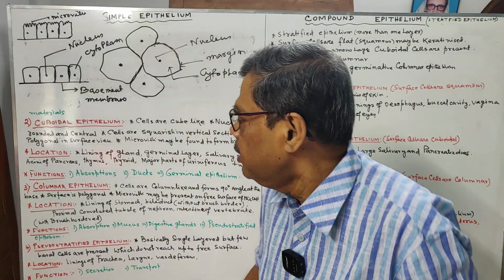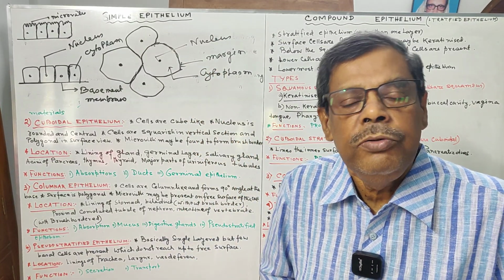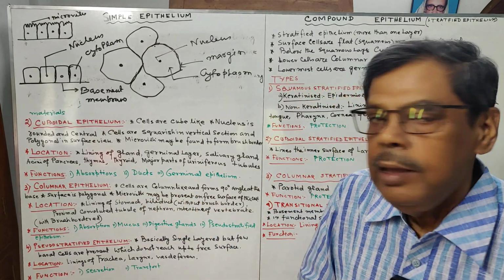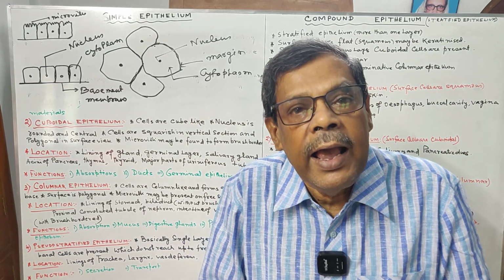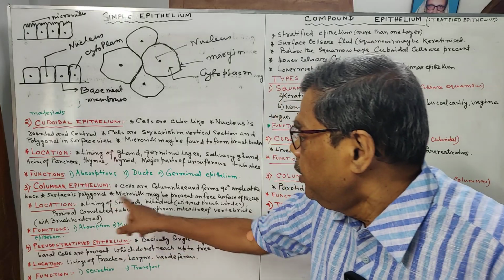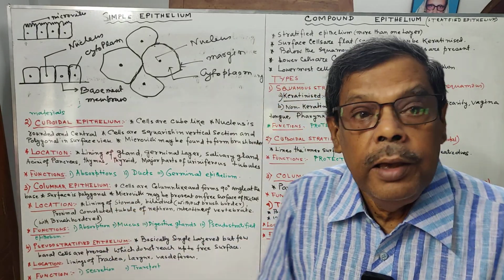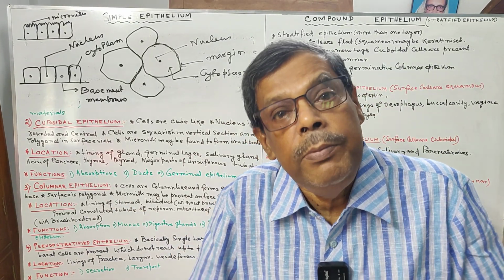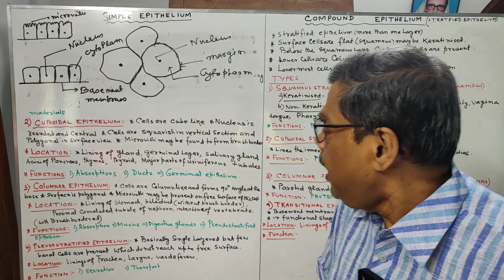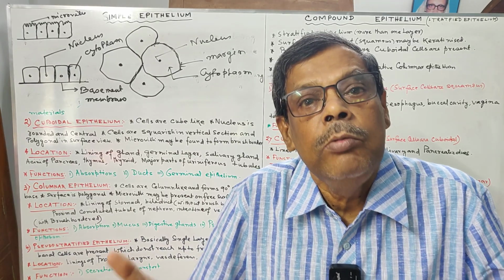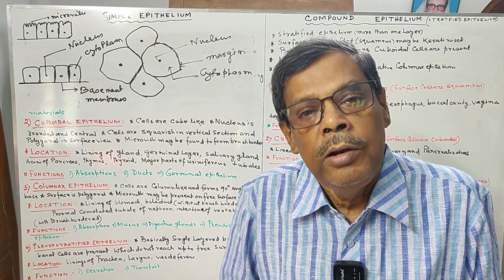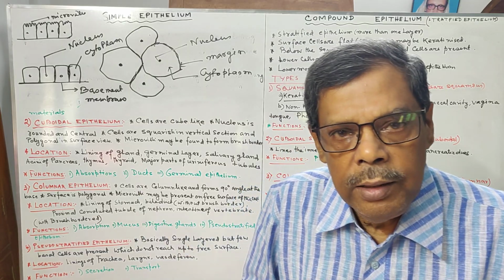Next, columnar epithelium. Columnar epithelium is the epithelium whose cells are column-like in structure. Cells are column-like and form a 90-degree angle at the base, which is the basement membrane. On the free surface there may be microvilli. When microvilli are present, it is called a brush border cell; otherwise microvilli may not be present.